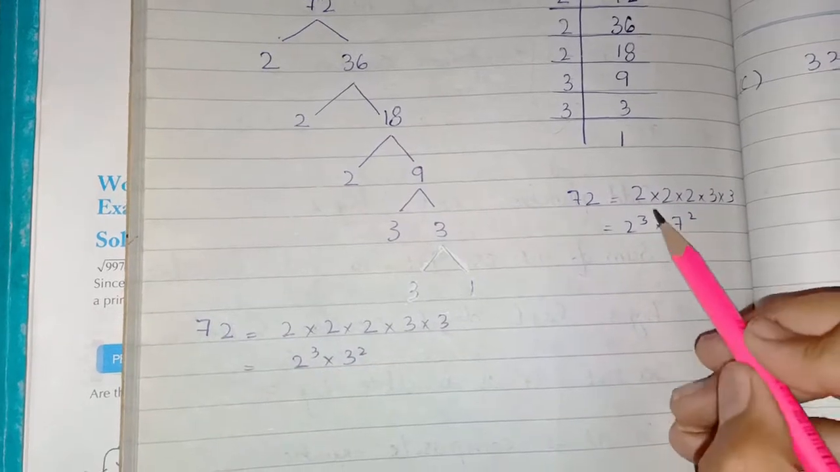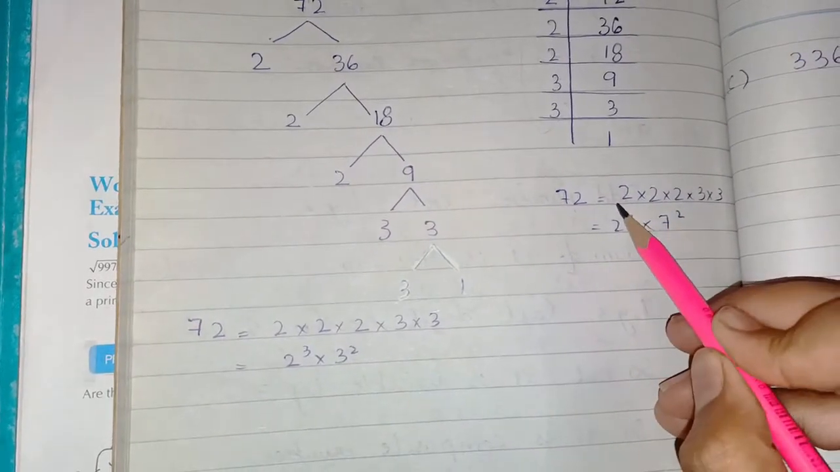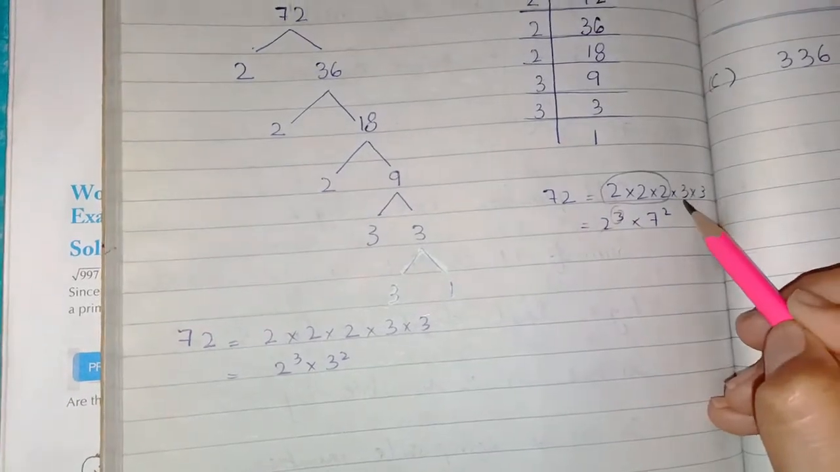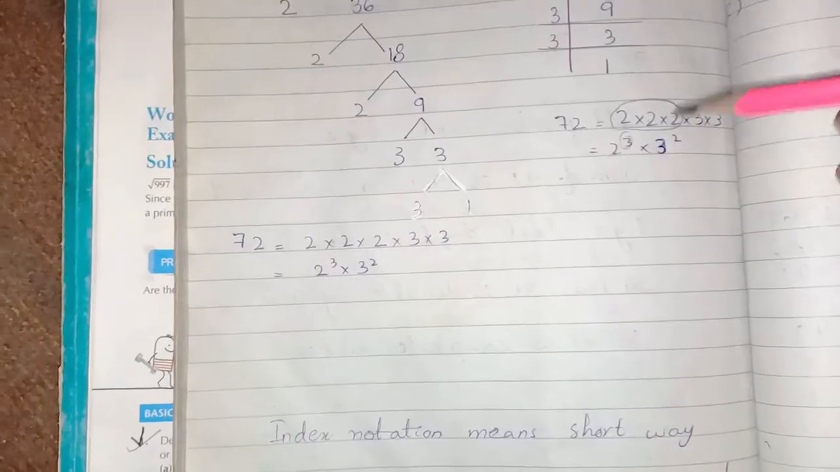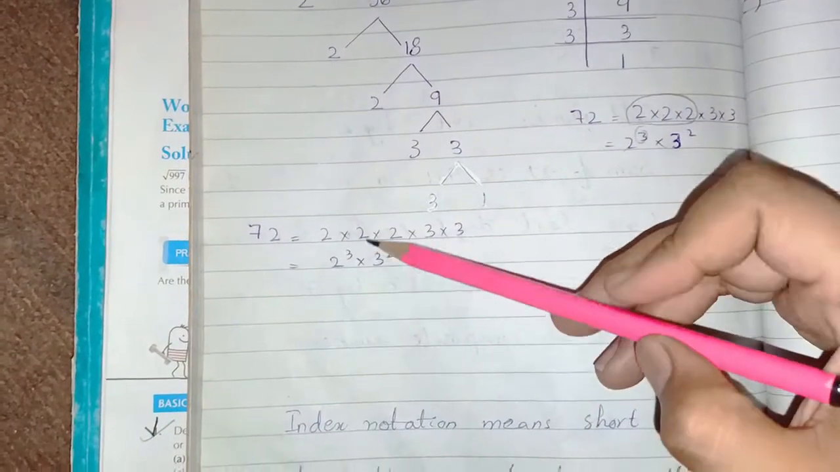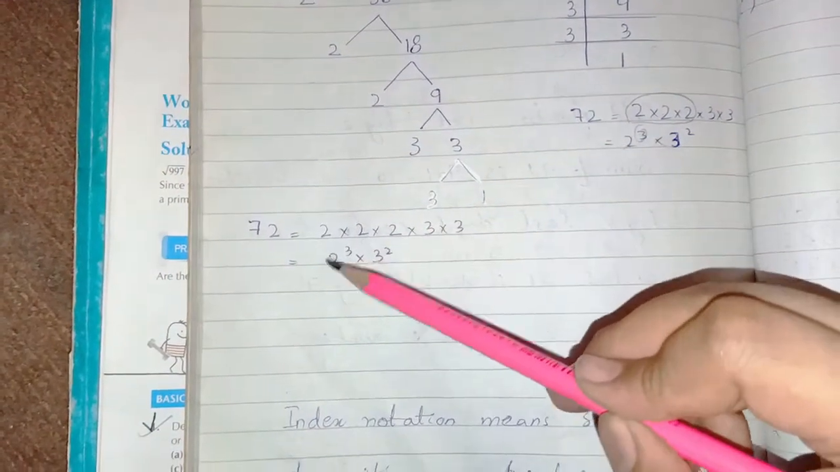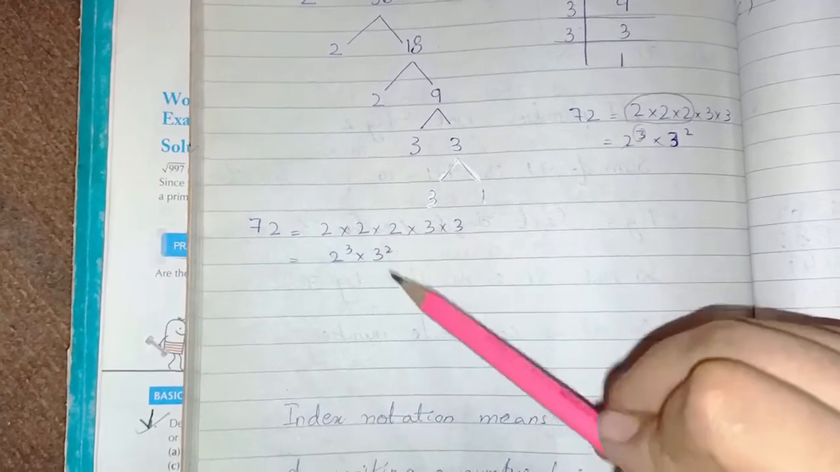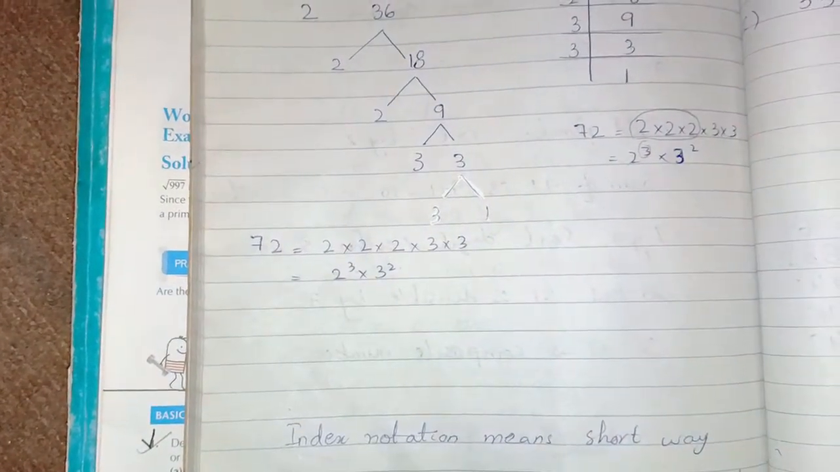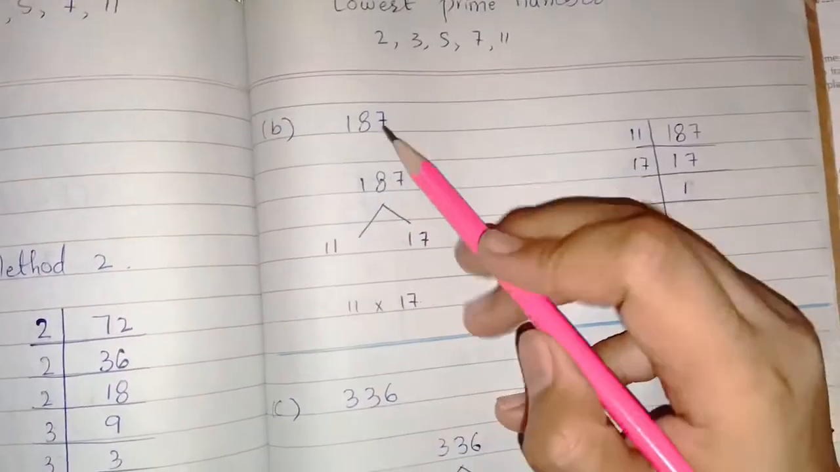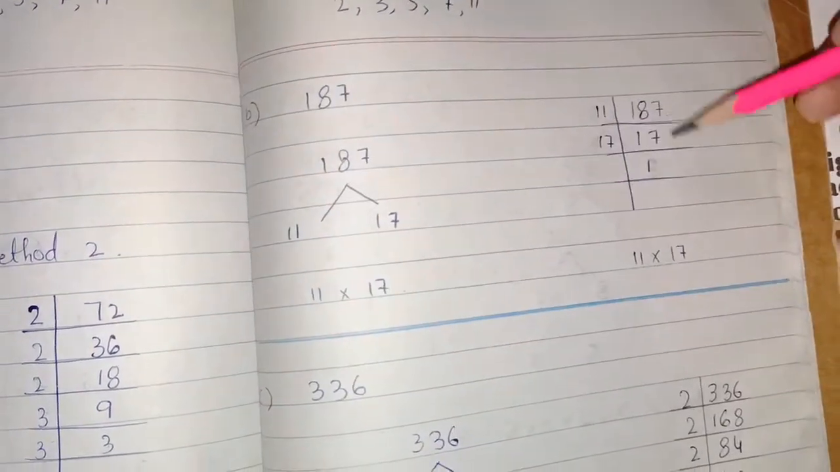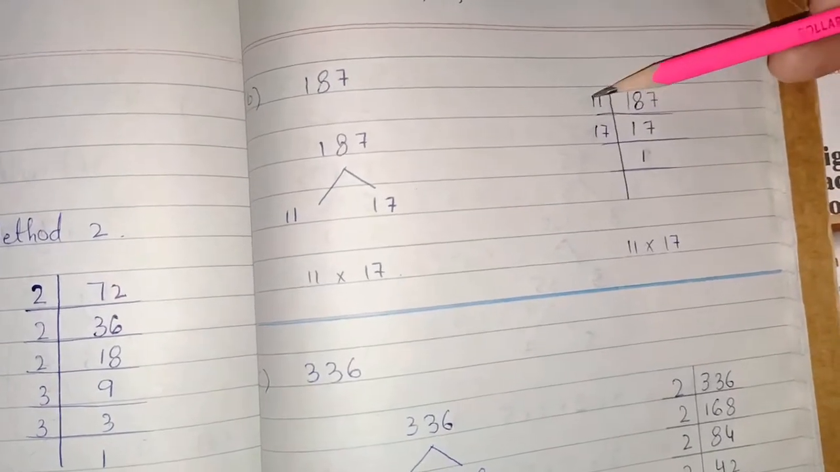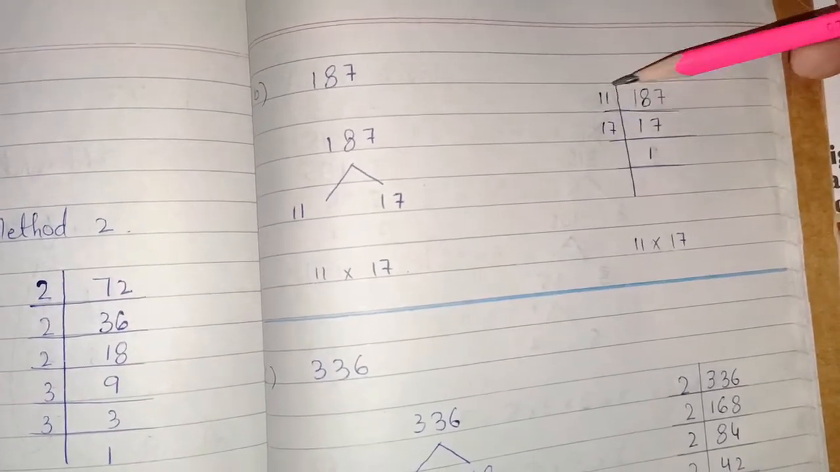Now we have to write this in index notation. So we have 2 three times and 3 two times. It means that the index notation is 2 power 3 multiplied by 3 power 2. So this is the index notation of 72. In the same way we have done 187, which is 11 multiplied by 17. We don't have any index notation here because we don't have any repeated number.